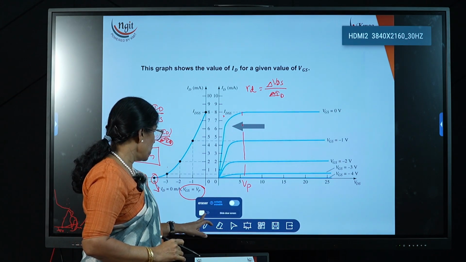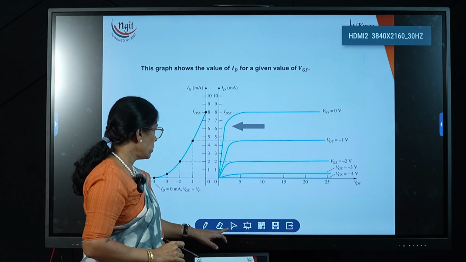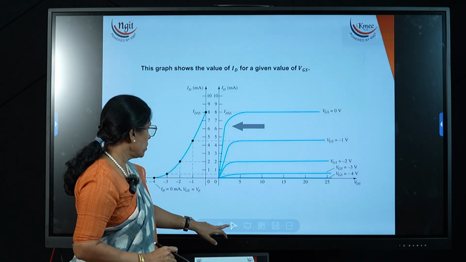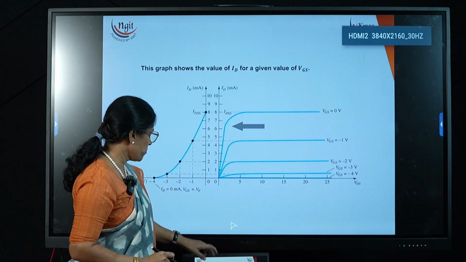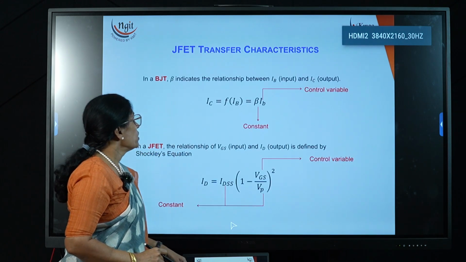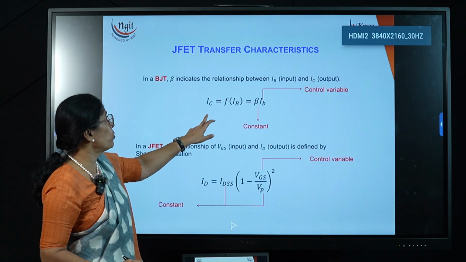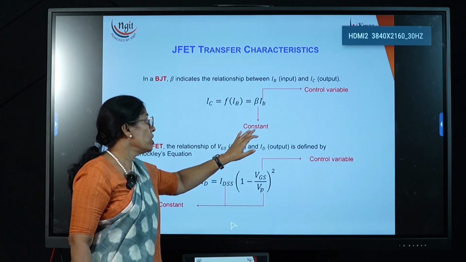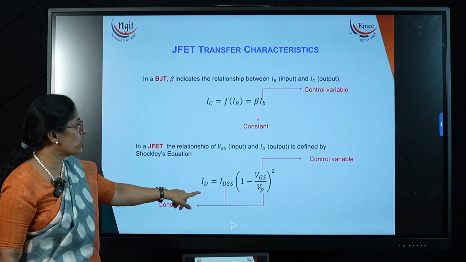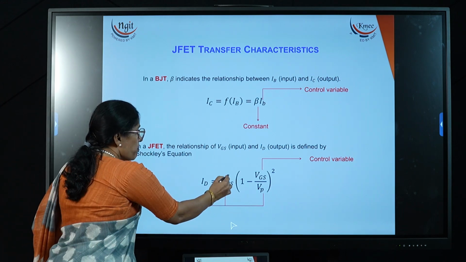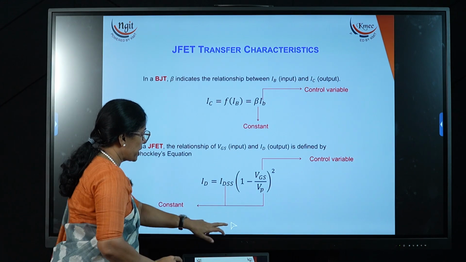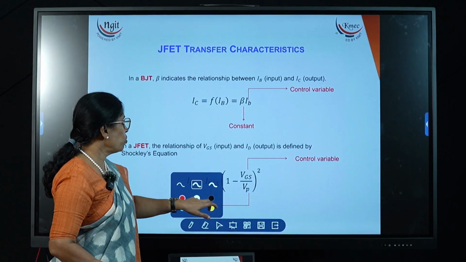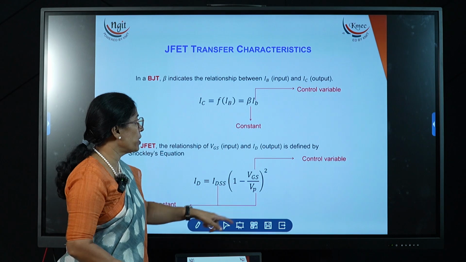Now we will try to calculate the drain current expression. In the case of a transistor, the output current IC is a function of the input current, that is beta times IB. Coming to the FET, ID is equal to IDSS, this is the maximum drain current, IDSS into 1 minus VGS by VP, whole square.